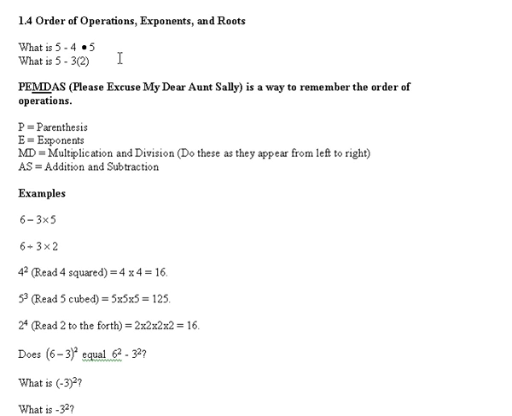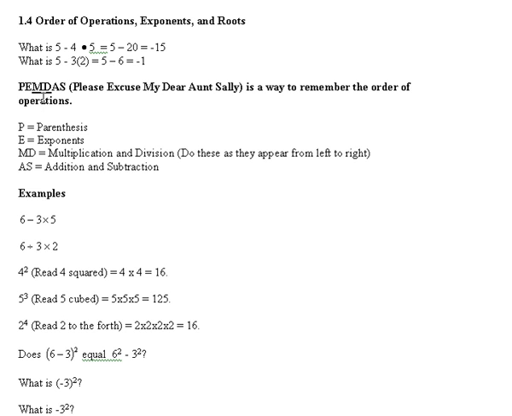So this problem right here would actually be 5 minus, take the 4 times the 5 and you get 20. And what is 5 minus 20? Well, that's a negative 15. With this problem, again, do your multiplication first, so it would be 5 minus 3 times 2 is 6, and 5 minus 6 is a negative 1.